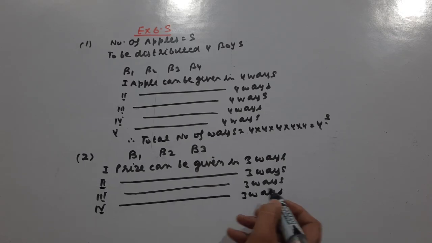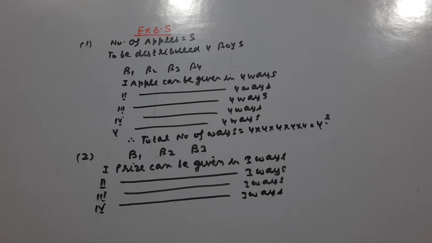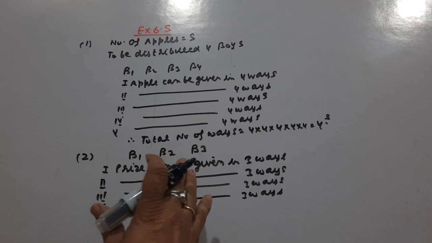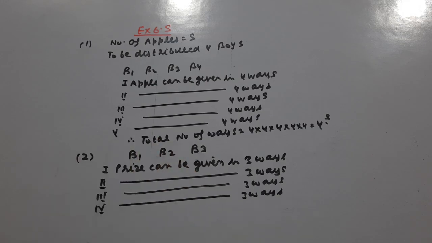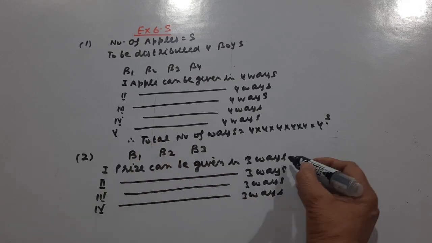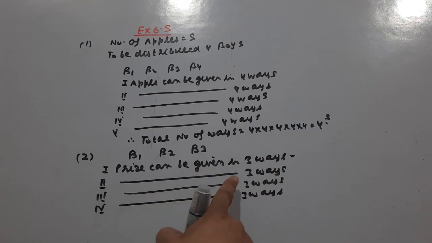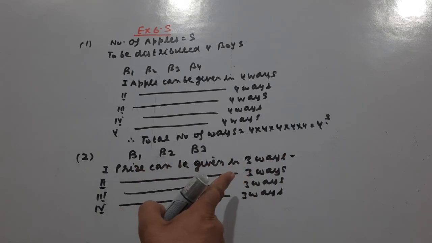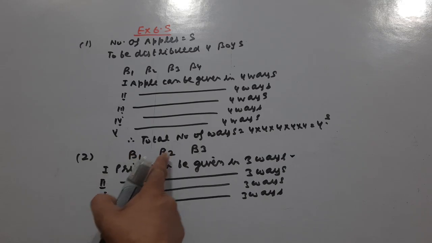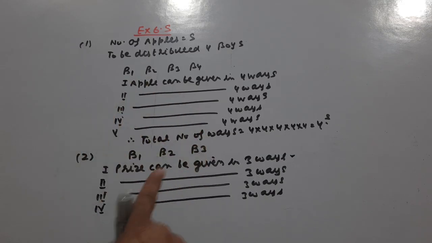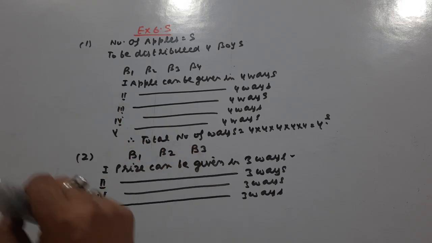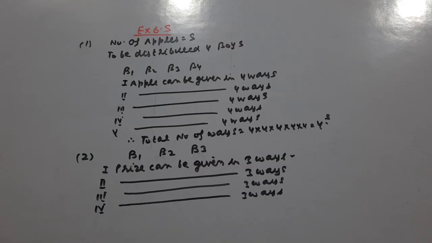I read the question again. In how many ways can 4 prizes be given to 3 boys when a boy is eligible for all the prizes? यानी इस केस में ऐसा भी हो सकता है कि सारे प्राइजेस एक बच्चे को मिल जाएं. ये केस भी पॉसिबल है. So first prize can be given in 3 ways. Second prize again can be given in 3 ways, because that prize can be goes to B1, B2 or B3. Third prize again 3 ways, because third prize can also go to B1, B2, B3, and fourth prize can be given in 3 ways. So total number of ways.